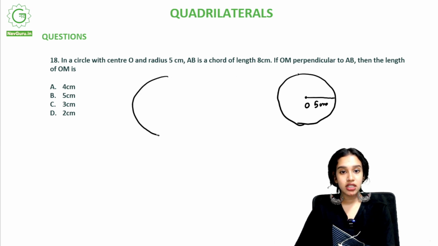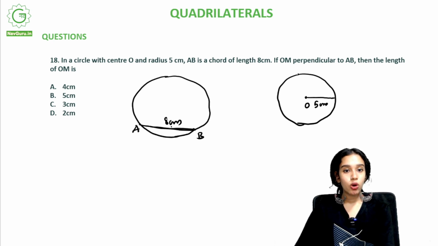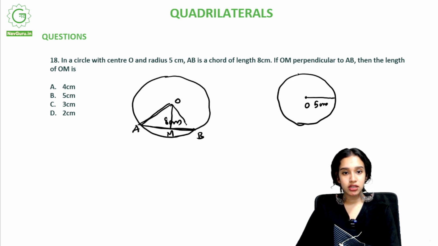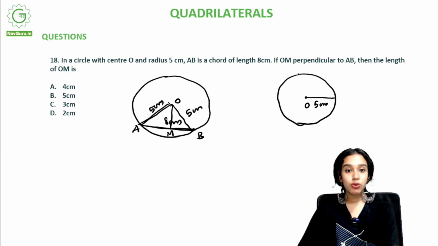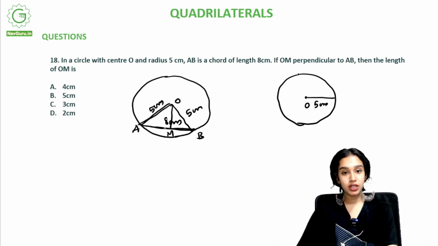So, for better understanding, we could do something. We have a chord AB, which is equal to 8 cm. OM is perpendicular to AB, right? This is the center O. Let's say OM is perpendicular to AB, and these are the radii. This would be 5 cm, which is the radius. This will also be 5 cm, which is the radius. Now we have to find the value of OM, right? Now the chord is 8 cm, so each half would be 4 cm.